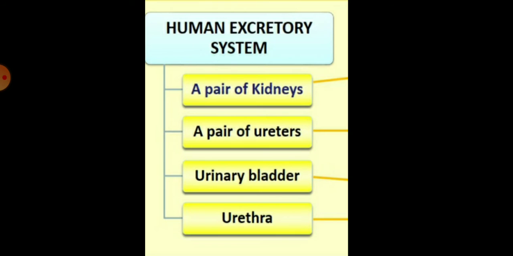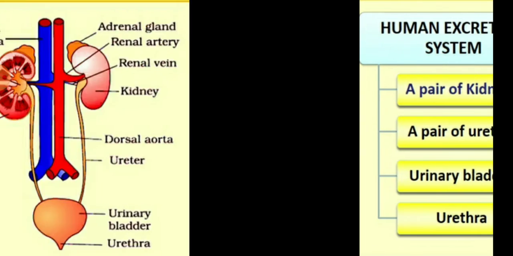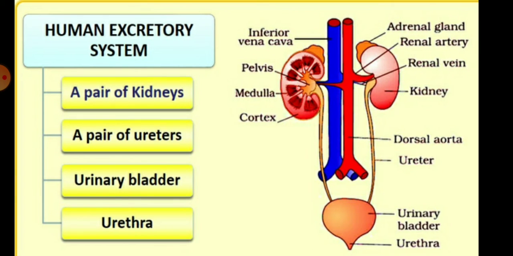So children, the main parts of the human excretory system are first a pair of kidneys, then a pair of ureters, then the urinary bladder, and after that the urethra. These are the four important parts included in the human excretory system.